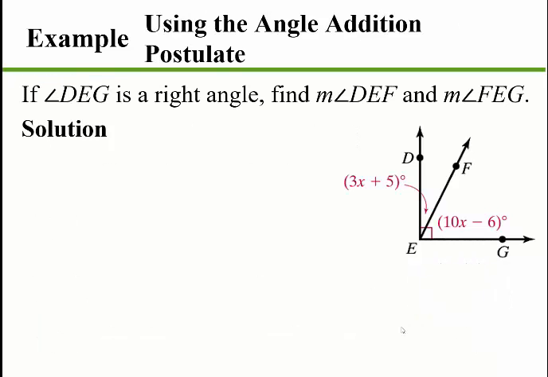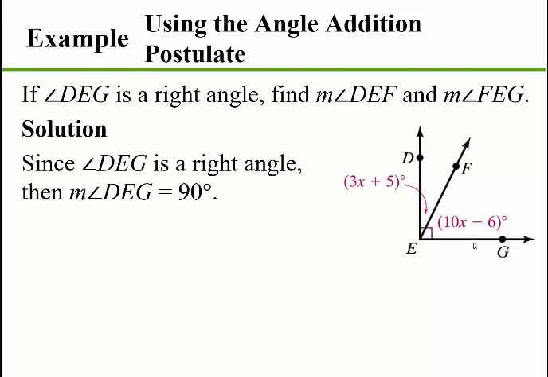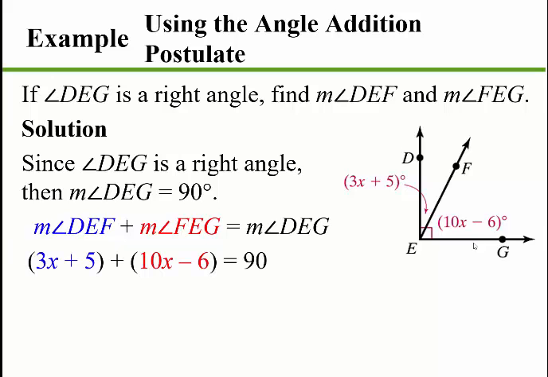All right, let's do another one, using the angle addition postulate. If angle DEG is a right angle, you can tell by this box here, find the measure of angle DEF and the measure of angle FEG. Since it's a right angle, it measures 90 degrees. And thus, using the angle addition postulate, the two interior angles, DEF and FEG, must sum to that total on the outside. So you can take the algebraic expression for each angle, add those together, and set them equal to 90.